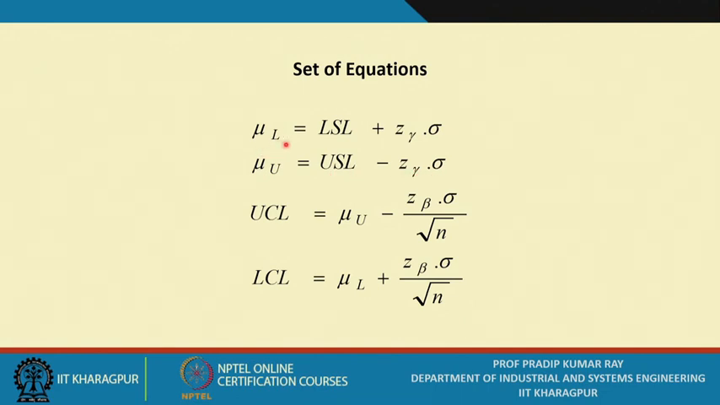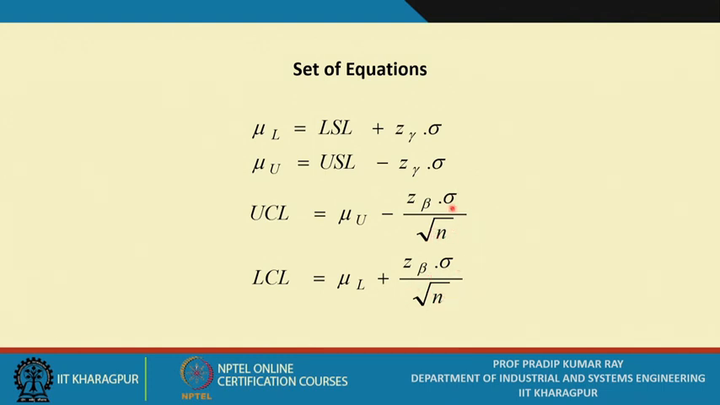Is it okay? Now we must have an expression for mu L and mu U from the second figure. That means you refer to the next figure, you will find that the upper control limit is mu U minus Z beta into sigma divided by root n. What is beta? Beta is the probability of making type 2 error. What is n? n is the sample size. Similarly, referring to the same figure, the LCL is equal to mu L plus Z beta into sigma divided by root n.